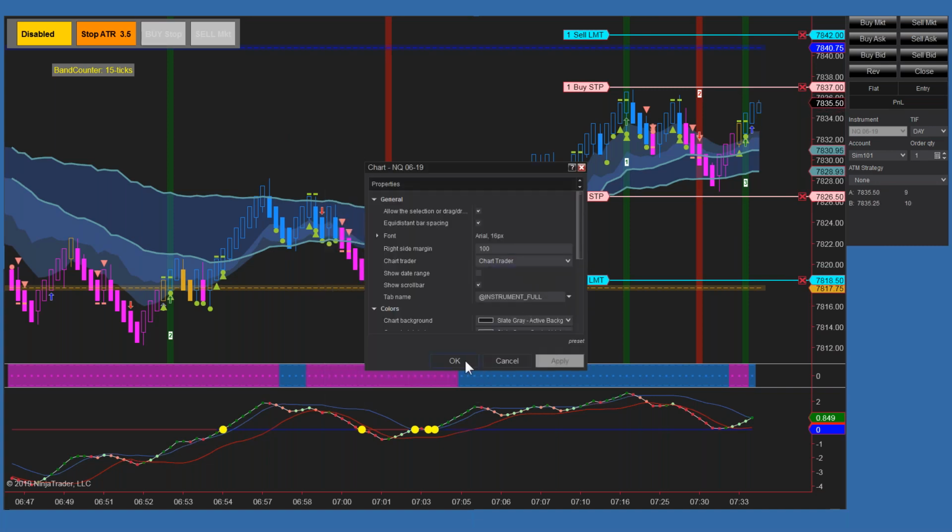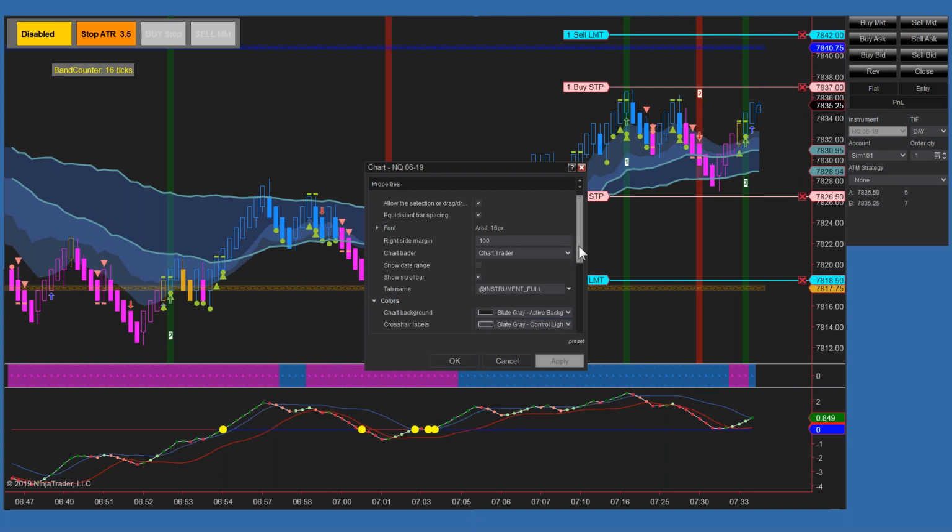To do that, no, it's not that window, or is it this window? Yes, it is. So right click on your chart and go down to your properties window, and your right side margin, I have mine set at 100 ticks or pixels or whatever it uses.